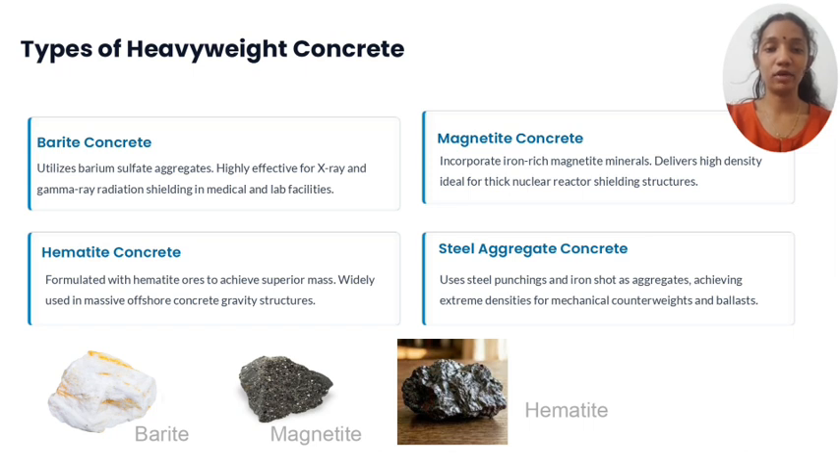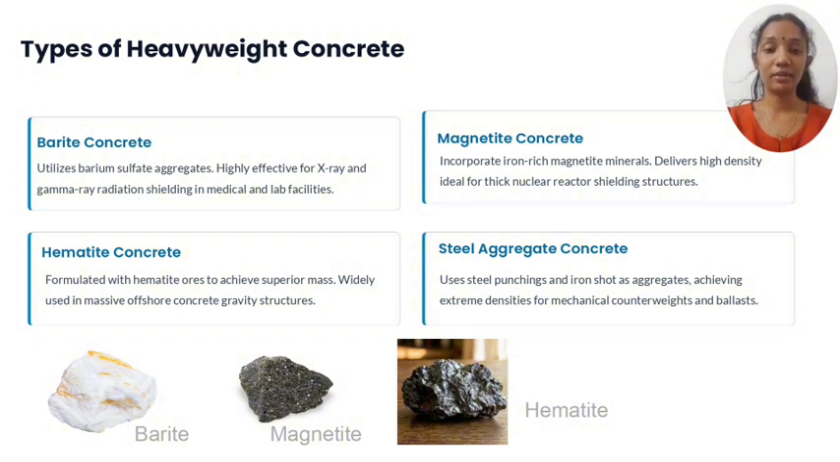Next, we see types of heavyweight concrete. There are four common types of heavyweight concrete. The first is barite concrete, which is commonly used in hospitals and laboratories for X-ray shielding. The second is magnetite concrete, mainly used in nuclear reactors because it provides very high density.